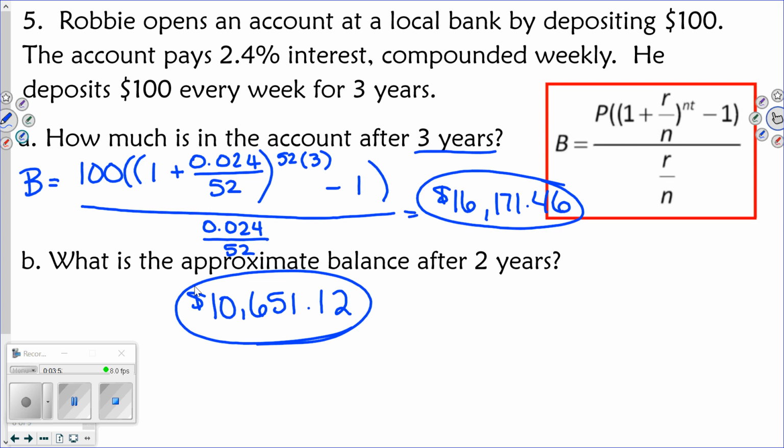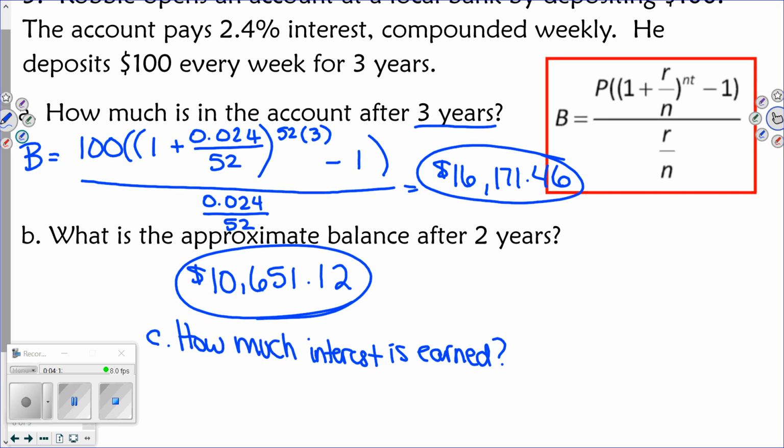All right. Guys, let me add on another question to this. Let me add part C. How much interest is earned? Now, the reason I'm asking is it's going to take us a little bit of work to do this. Because normally I just take the final balance and then subtract how much he actually put in. But we need to figure out how much he put in. So let's just do the 3 years one.